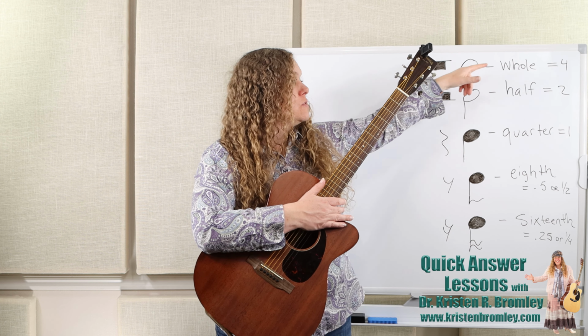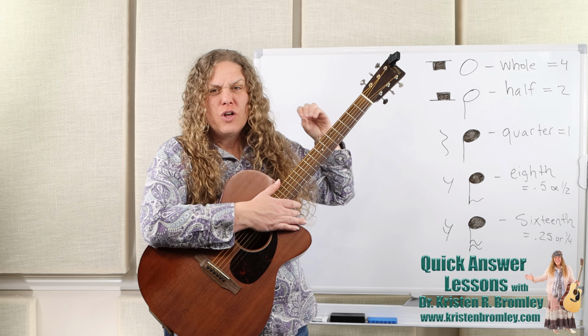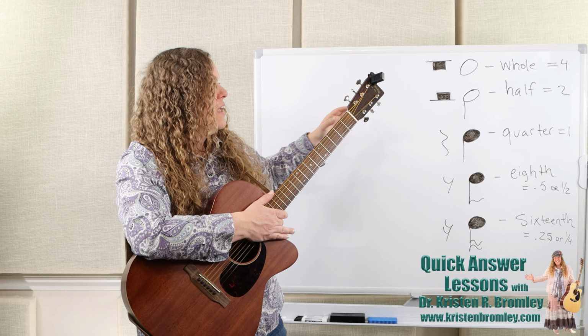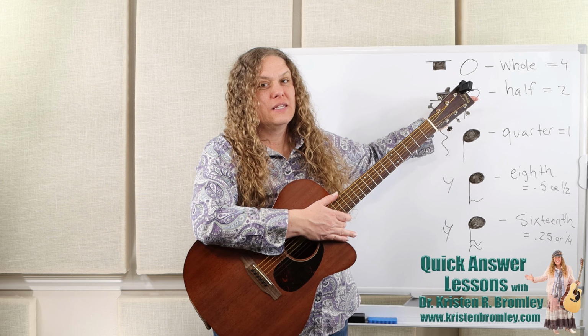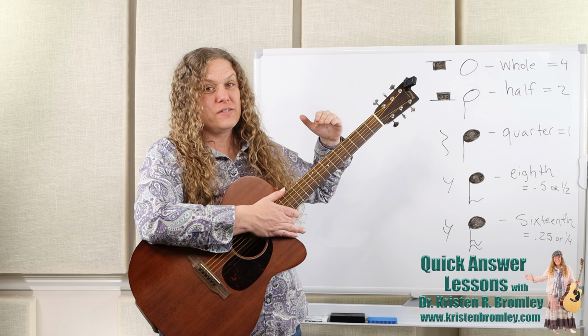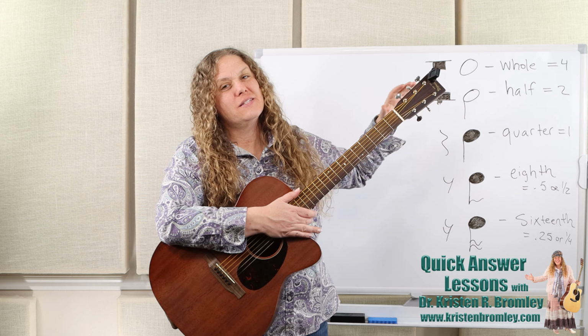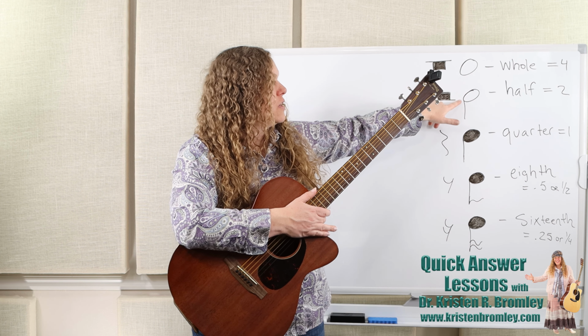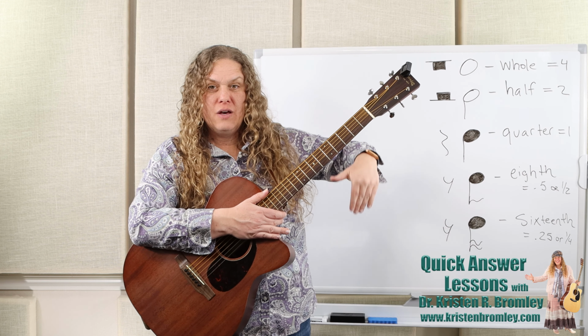A whole note is worth 4 counts, so it gets the whole piece of pie, as my elementary music teacher probably used to say. A half note gets 2 counts. It's worth half as much as a whole note. And we're going to distinguish a half note from a whole note by the stem. So an extra line that goes down or up.